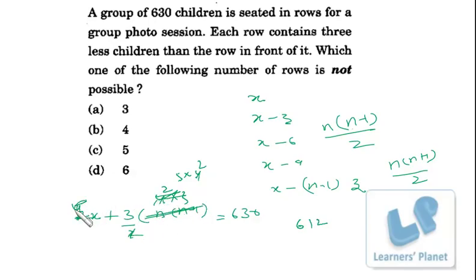Then suppose I take 6, so this is 6x plus 3 by 2 into 6 into 5. Now 5 3s are 15, 15 3s are 45, right? If we deduct 45 from 630, we'll be getting an odd number. An odd number will definitely not be divisible by 6. So in this case you will not be getting an integral value of x. So 6 rows are not possible, right? So this is the correct answer, and I hope you are clear with the concept.